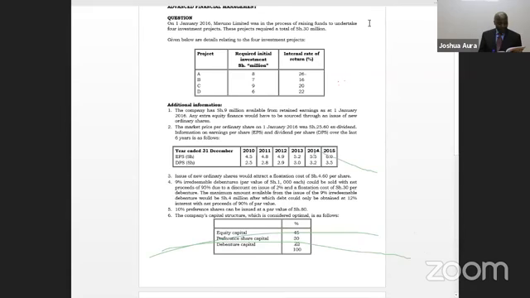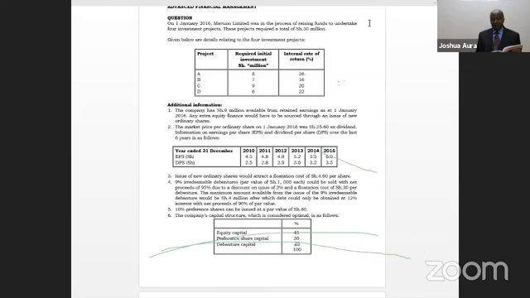Remember the question, for those asking on Facebook, is May 2016, question 3, AFM, in which you are told on 1st January 2016, Mavuno Limited was in the process of raising funds to undertake 4 investment projects. These projects required a total of 30 million. Given below are the details relating to the 4 investment projects. So we have project A to D, with the required initial investment, and then they have given us the internal rate of return.